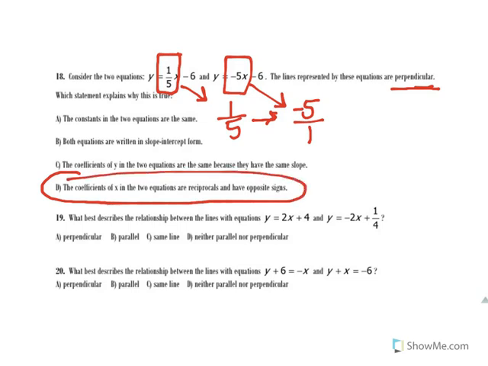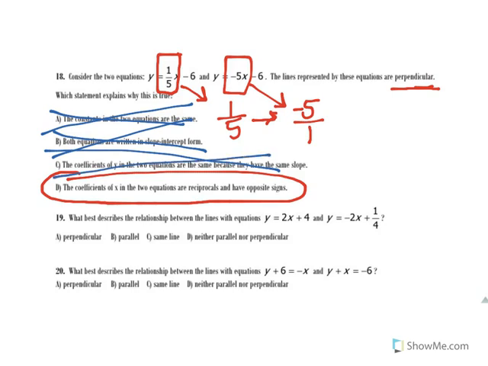The answer is not A because the constants in the two equations are the same. That doesn't tell me whether or not they're perpendicular. Both equations are written in slope-intercept form. Yes, they are, but that does not tell me that they're perpendicular, so it's not C either. C says the coefficients of y in the two equations are the same because they have the same slope. They do not have the same slope. It's not C, so the answer is D.